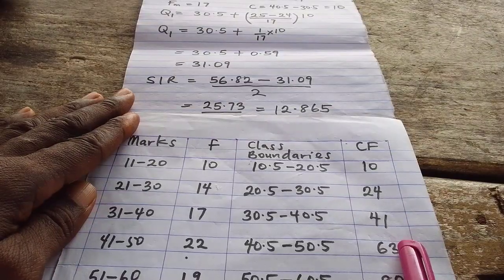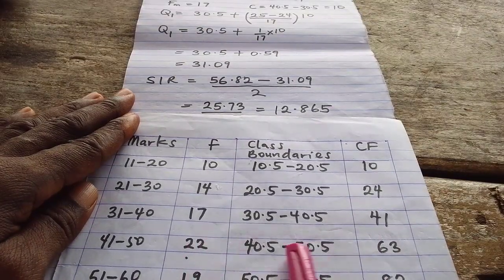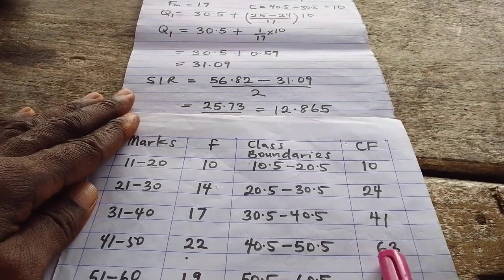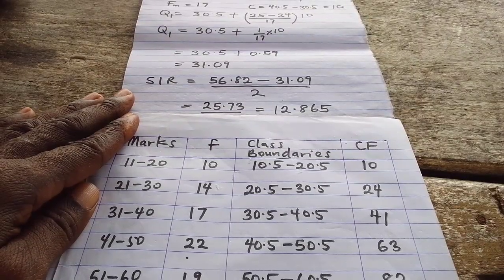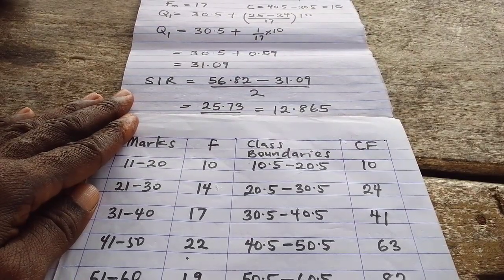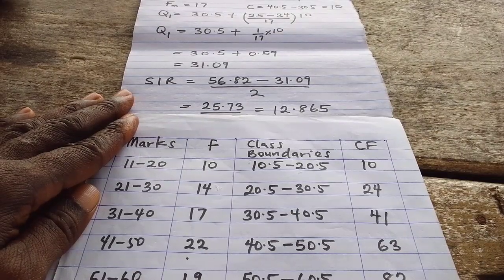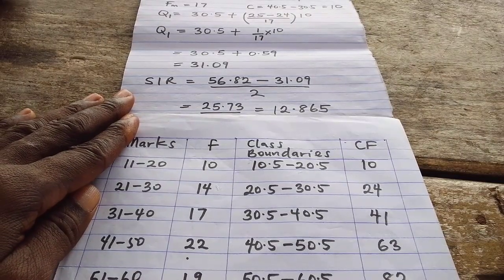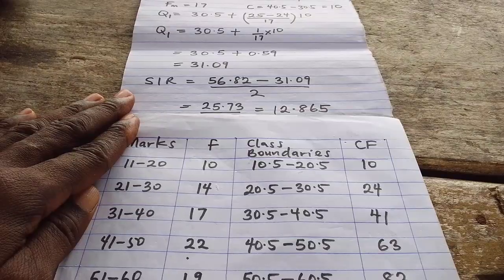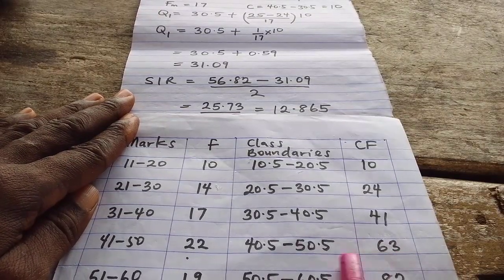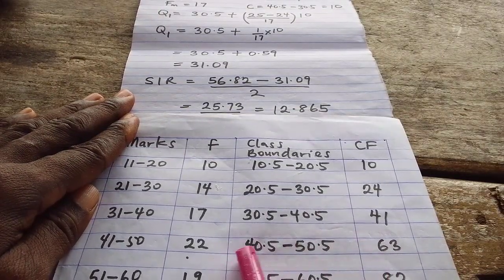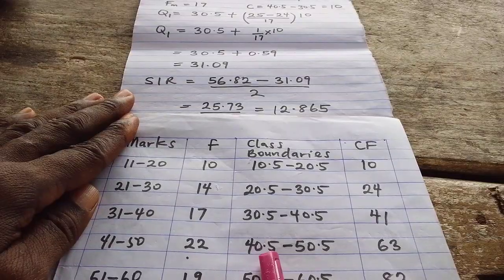You now come here. So that means this is the class for the 68th percentile, because according to the definition, our L there is the lower class boundary of the class containing the 68th percentile. So to get our L here, the lower class boundary of this one is 40.5.